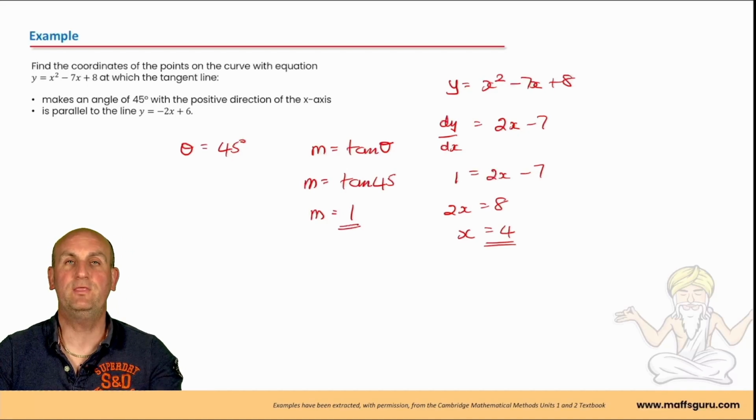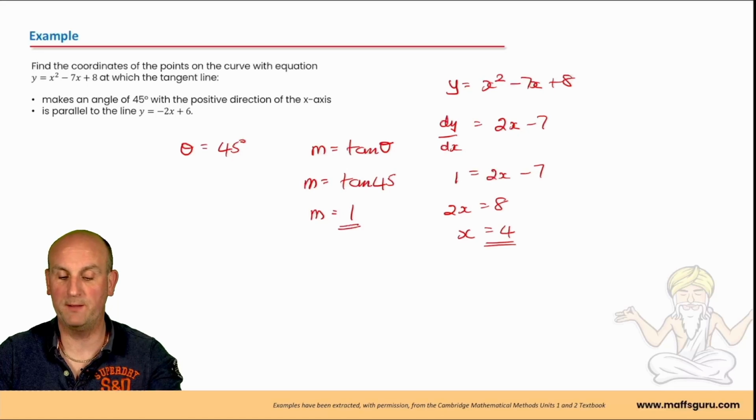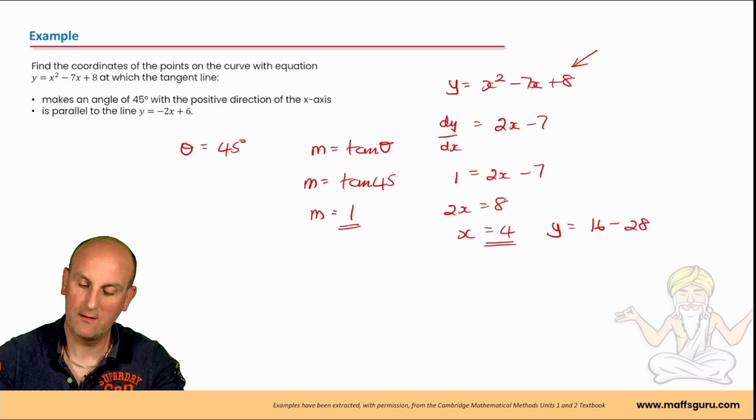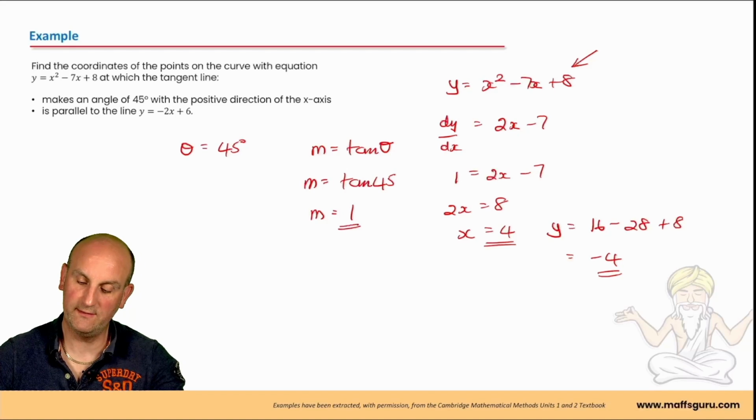And again, methods is a flipping massive trick, because when it says coordinates, it wants both the x value and the y value. So having found the x value, I would then substitute it back in here and find that my y value is going to give me 16 minus 7, 14, 21, 28 plus 8. So 16, so that's going to give me minus 4 if I've done that correctly. 16, yeah, all right. So again, you would have to give your coordinates then as 4 comma minus 4.